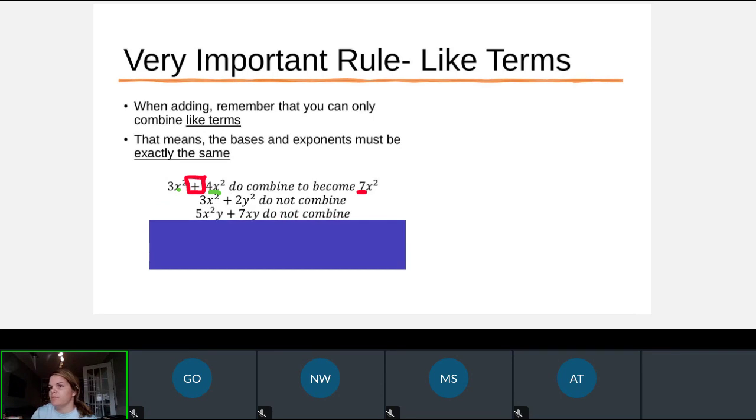Okay. What about this one? 5x squared y plus 7xy. So they both have an x. They both have a y, but they don't combine. Why do they not combine? Good. Different exponents. Exactly.